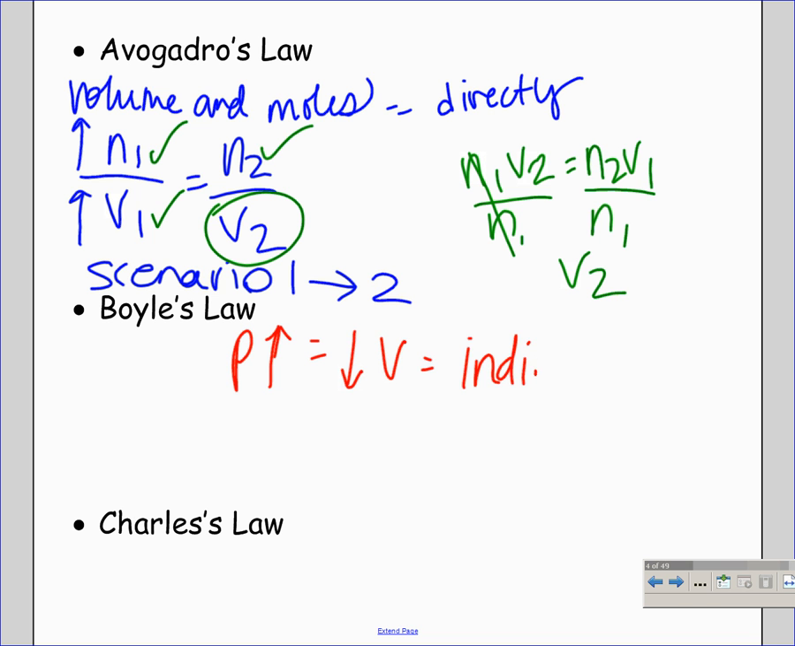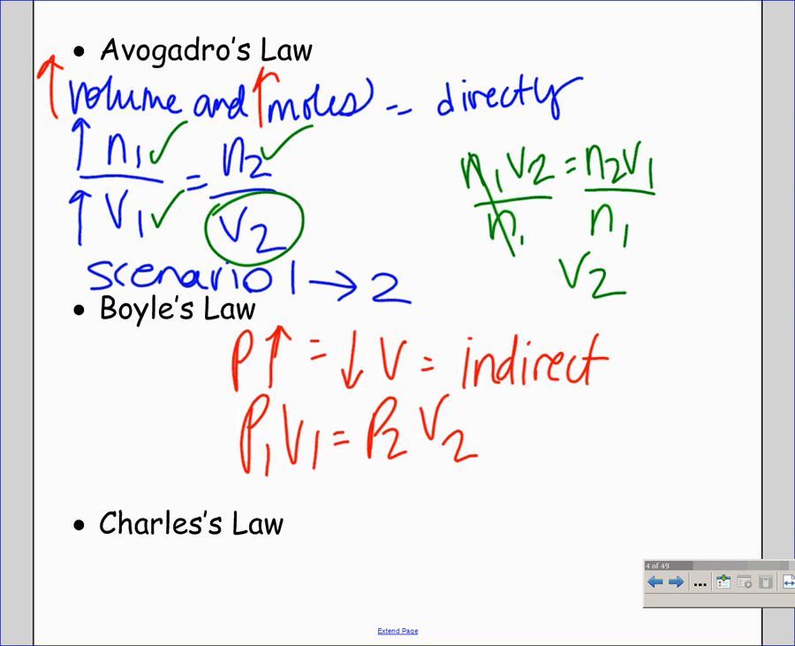Is that directly or indirectly related? Indirect. Indirect means that they are opposite. Directly means that as you increase your moles, you increase your volume. They're both the same. If they're opposites, then they're called indirectly related. How do we write this one? P1 V1 equals P2 V2. Guess who made this one up? Boyle, Mr. Boyle. He's the one who discovered this one.